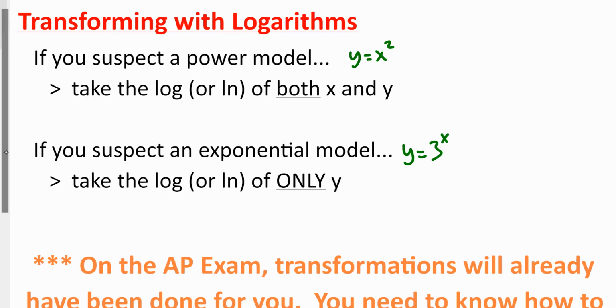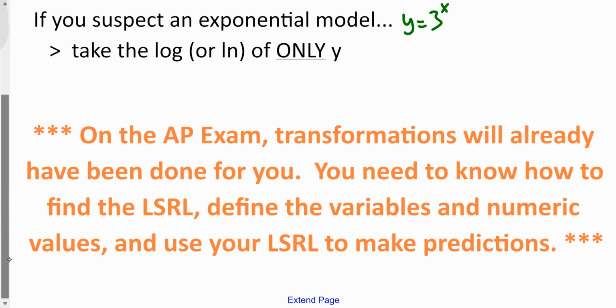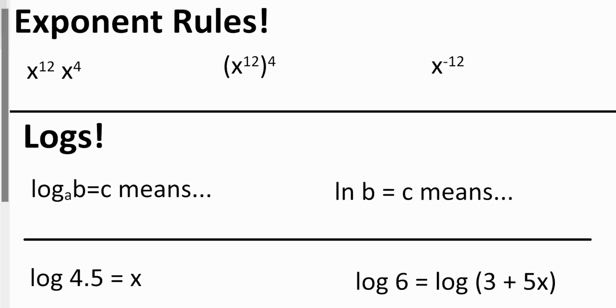Now, when it comes to the AP exam, transformations usually will be done for you already. You need to know how to find the least square regression line, define the variables and numeric values, and use the least square regression line to make predictions. Okay? So, before we do anything with logarithms, let's review some things with exponents and logarithms.